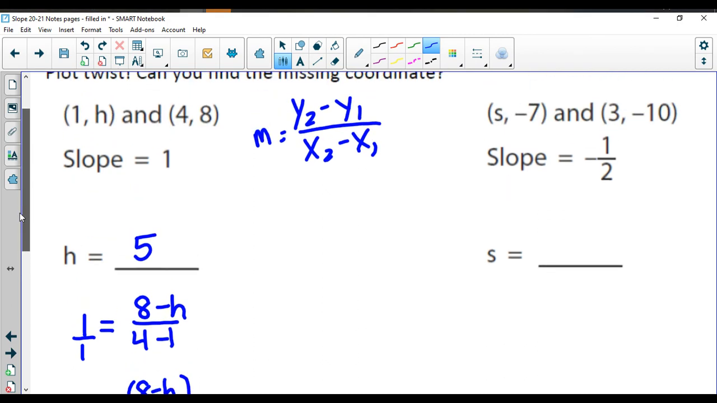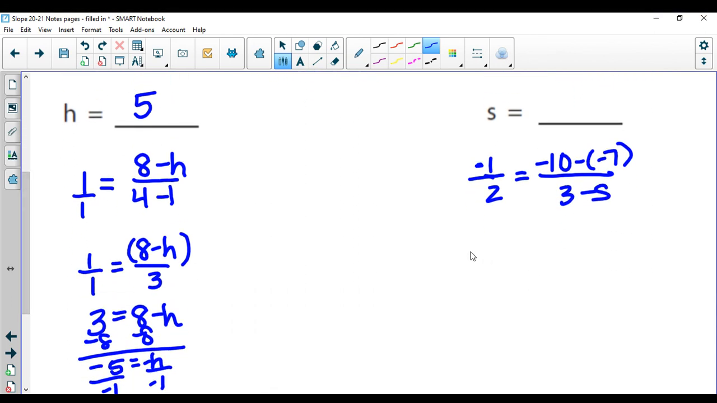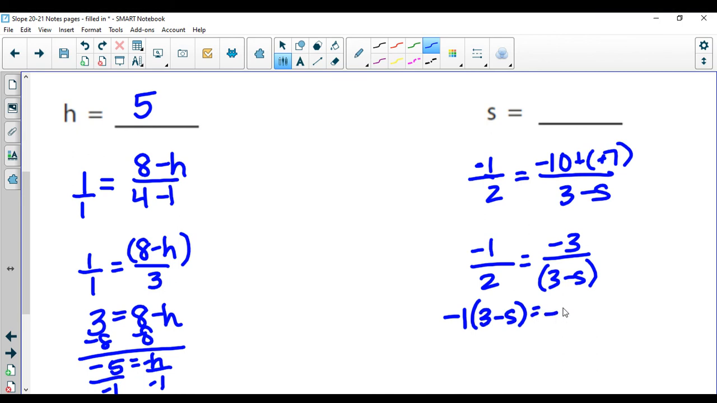In my next one, my slope is negative 1/2, I need to take that negative sign and I either need to move it up with the 1 or down with the 2. So I'm just going to move it up with the 1. And I'm going to have negative 10 minus a negative 7 over 3 minus s. I'm going to simplify this. So I have negative 1 over 2 equals, this becomes plus a positive, so I get negative 3 over 3 minus s. So negative 1 times 3 minus s is equal to negative 6.